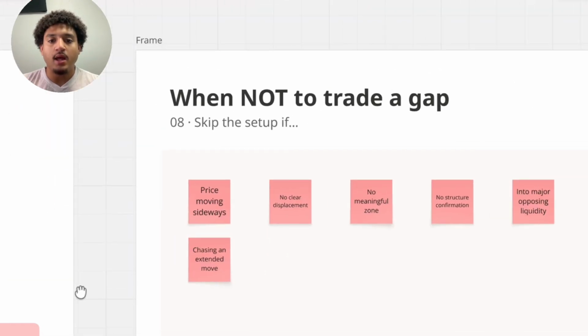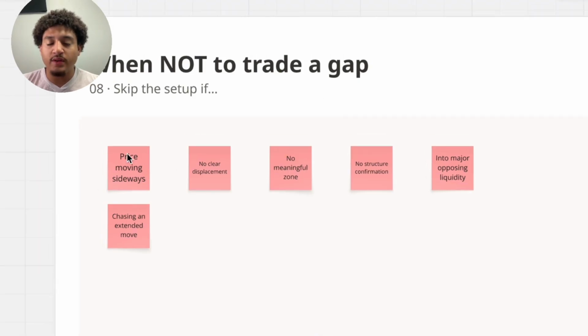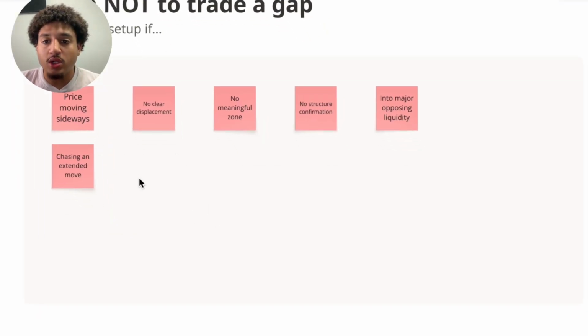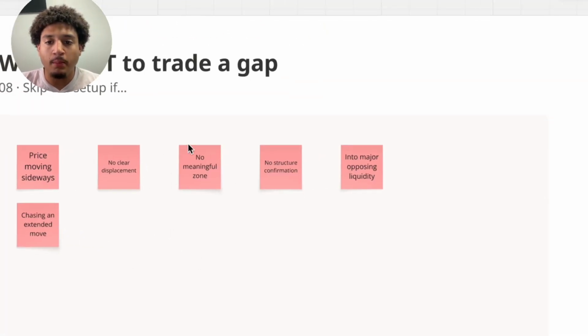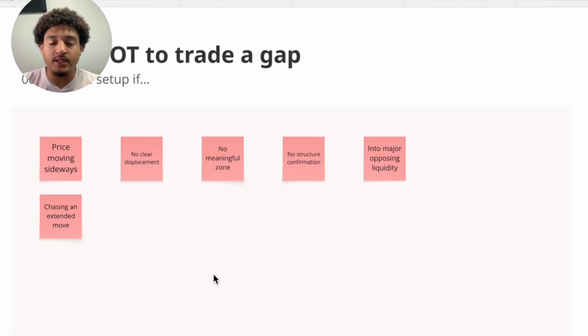Now, when not to trade a gap. When do we not trade a gap? Price is moving sideways. Like I said earlier, consolidation. If price is moving sideways, we are not trading. We need to show clear signs of bullish or bearish price action. So if there's no clear displacement, not trading. If there's no meaningful zone, which means we're not getting break of structure, we're consolidating, we're not trading. If there's no structure confirmation, no new high, no new low, no break of structure, we are not trading. If we're headed towards major opposing liquidity, we're not trading. We're waiting to see how price reacts.